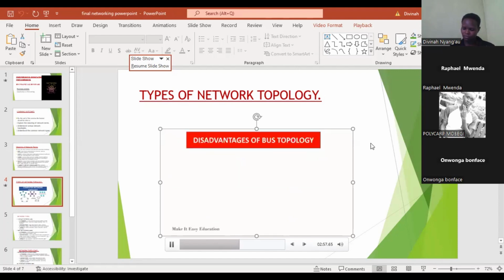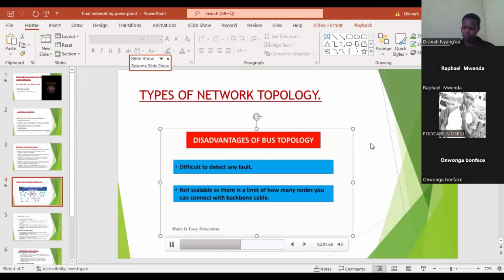Disadvantages of bus topology. It is difficult to detect any fault. It is not scalable, as there is a limit on how many nodes you can connect with the backbone cable. If the backbone cable fails, the complete network crashes.